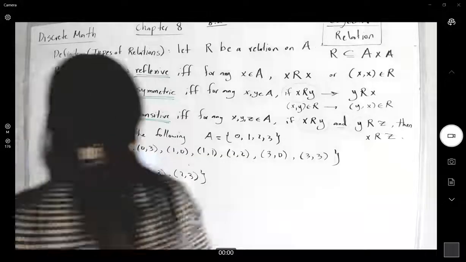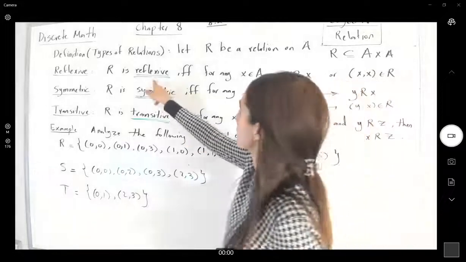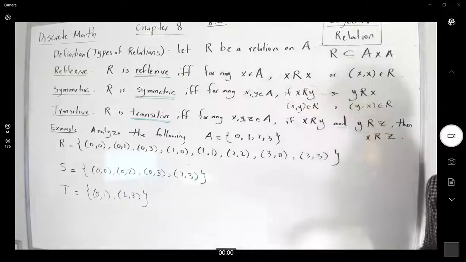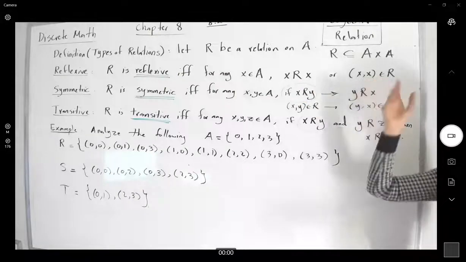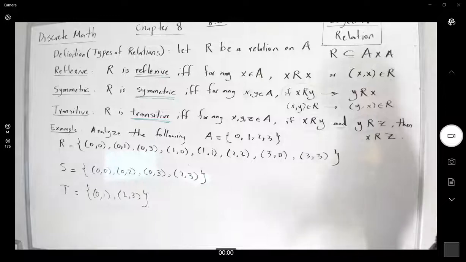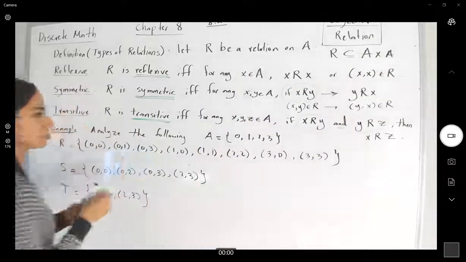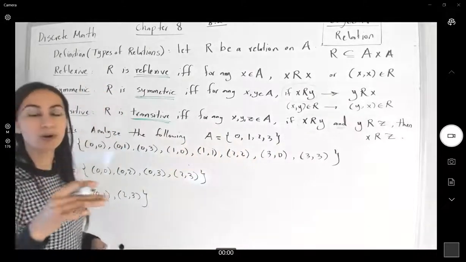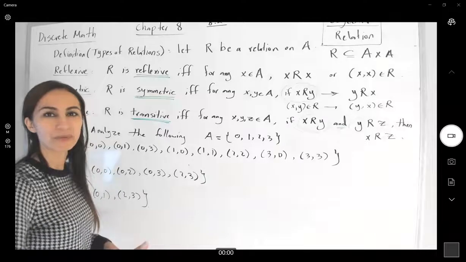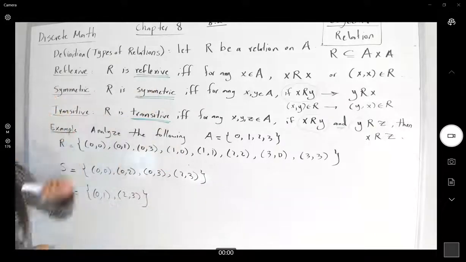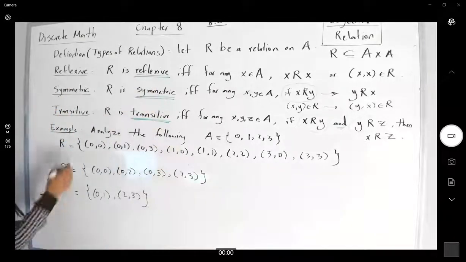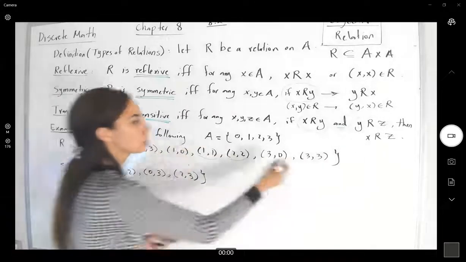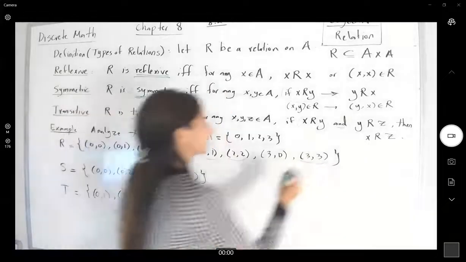Okay, so being reflexive, if and only if for any x in A, x is in relation with itself, or the point (x,x) belongs to the relation. So as you can see here, your set A has 0, 1, 2, 3. As long as you have (0,0), (1,1), (2,2), (3,3), then you're good with reflexive relation. Okay. I see (0,0), I see (1,1), I see (2,2), I see (3,3), so it is reflexive.